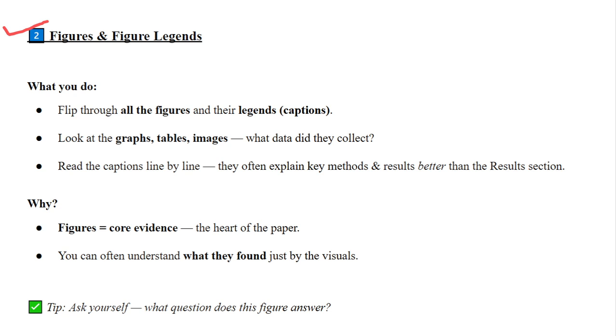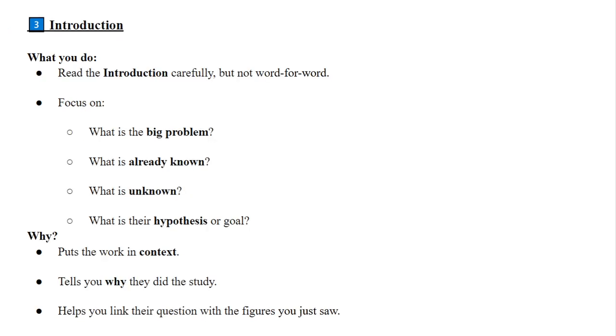Okay, we will move to the next slide, that is the introduction. First we will see the title and abstract. Second, we will see the figure. Third, the introduction. Introduction also is very important. Okay, one second, I will tell.